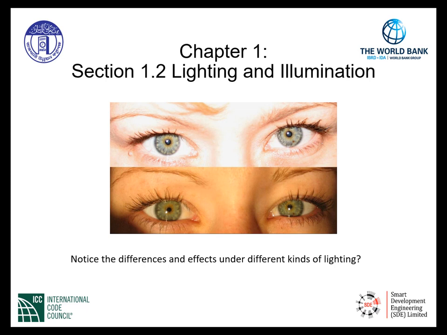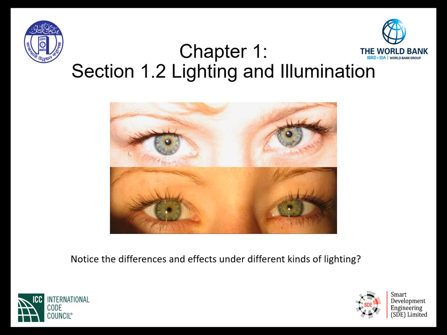As an example, notice the differences and effects under different kinds of lighting. The kind of lighting can provide a dramatic effect. In this picture, the same person under different kinds of light is indicated. Notice the shape of the nose based on the shadows between the two pictures.